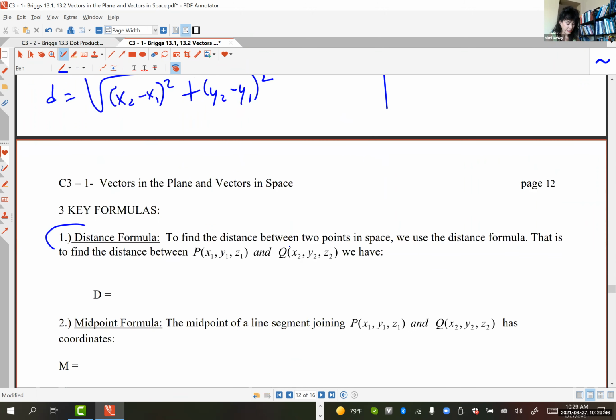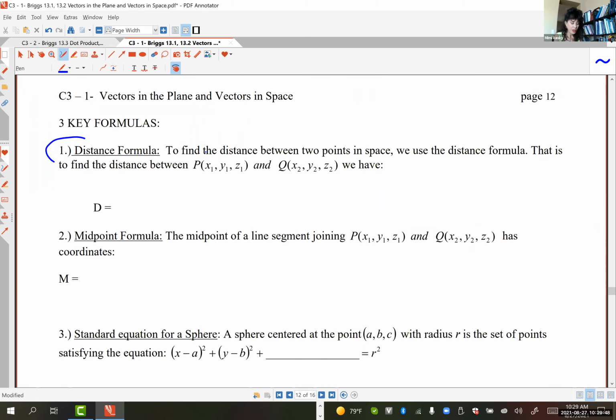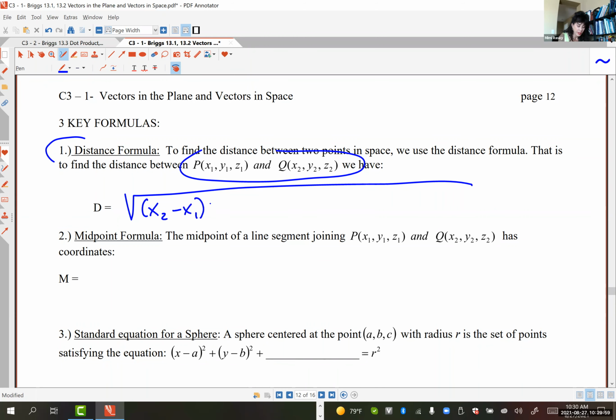When we extend that to space, if P has coordinates X1, Y1, Z1 and Q has coordinates X2, Y2, Z2, the distance between those 2 points is the square root of the sum of the squares of the differences of the coordinates.